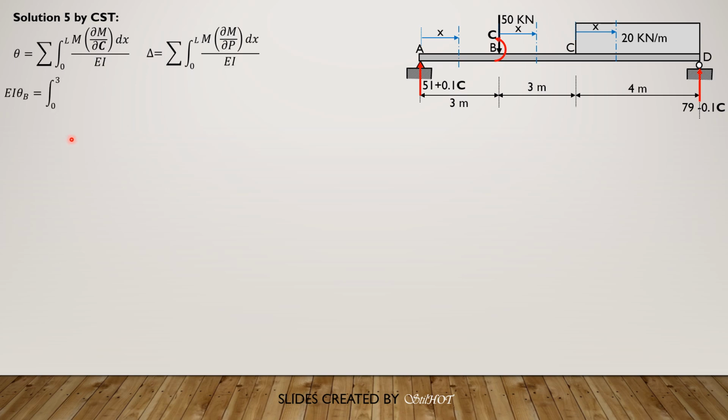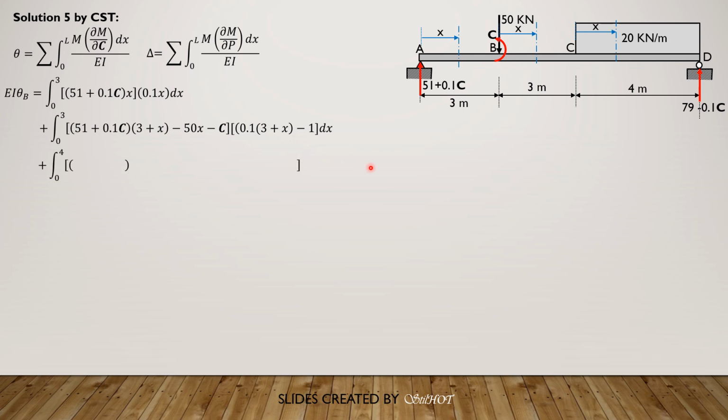So EI theta B equals integral 0 to 3 of 51 plus 0.1 C times X. Then the partial derivative of this moment equation with respect to C is, you just remove C, then we have 0.1 X. Then plus integral 0 to 3 of quantity 51 plus 0.1 C times 3 plus X, moment arm, then minus 50X minus C. So in this section here, the derivative of this moment is 0.1 times 3 plus x. Just imagine you differentiate this with respect to C. So remove C, 0.1 times 3 plus x, then minus 1. Derivative of negative C is negative 1 dx.